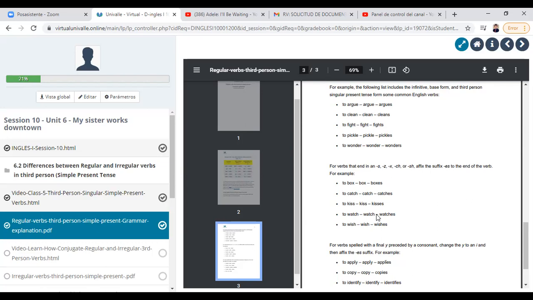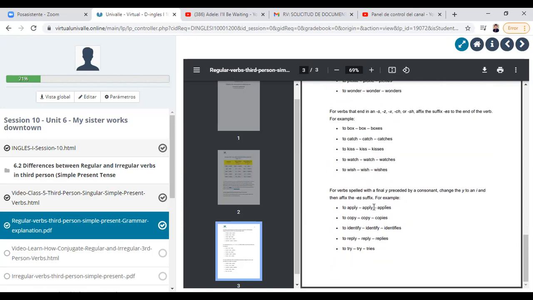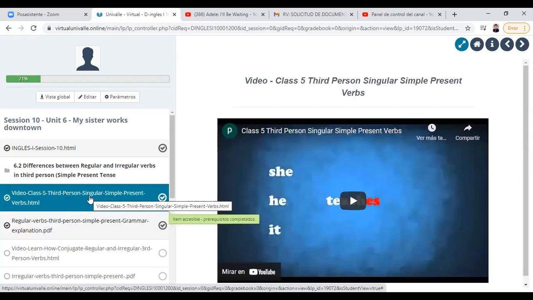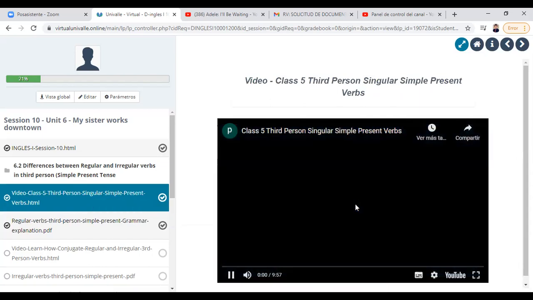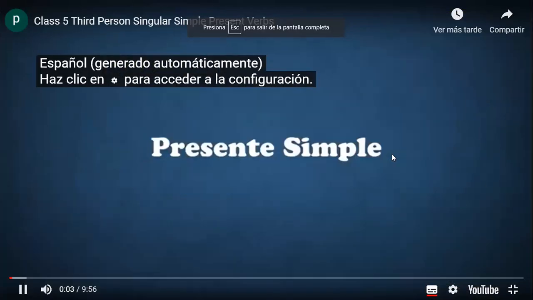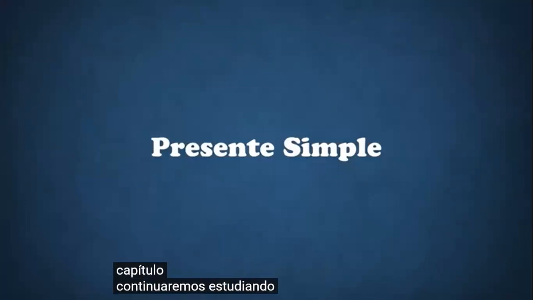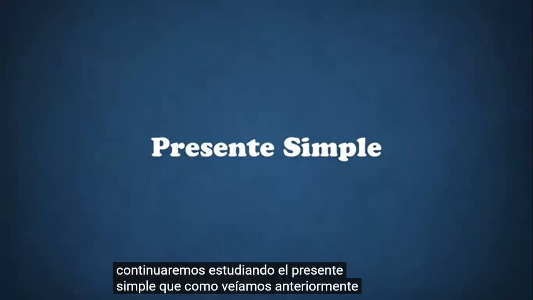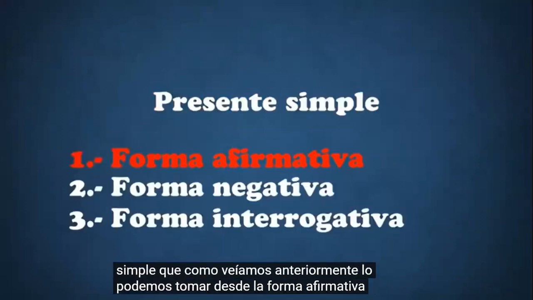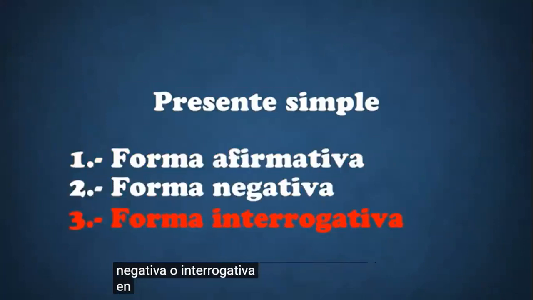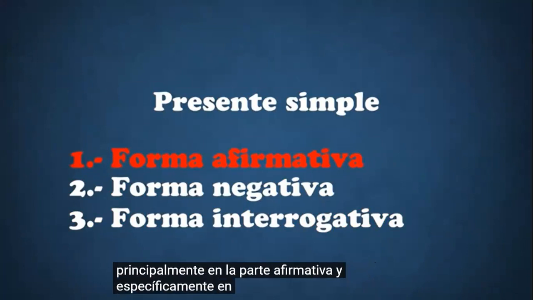For verbs spelled with a final Y preceded by a consonant, change the Y to an I and then affix the ES suffix. For example, to apply, applies; to copy, copies; to identify, identifies; to reply, replies; and to try, tries. That is our grammar explanation. And here we have a video tutorial about the third person singular simple present tense verbs. To form statements using the simple present tense, we have an affirmative form, negative form, and interrogative form. That is very simple for you.